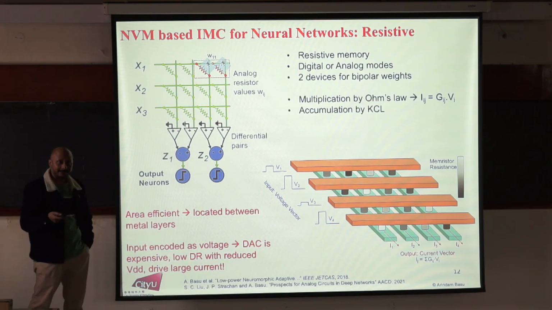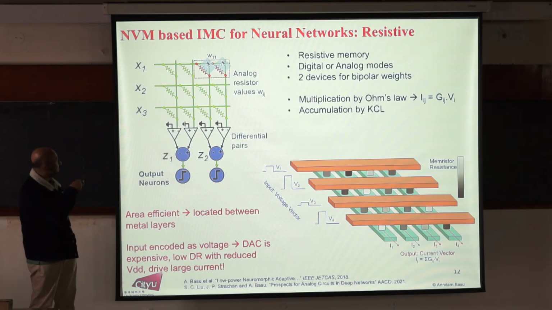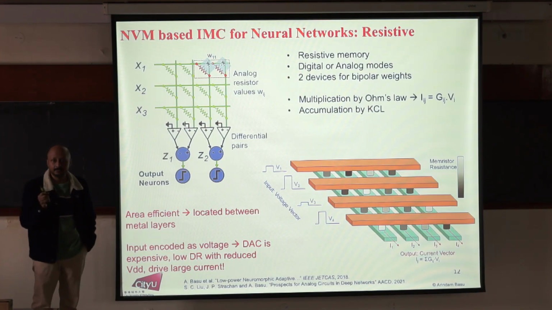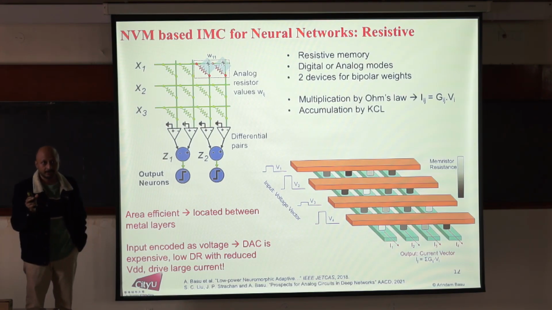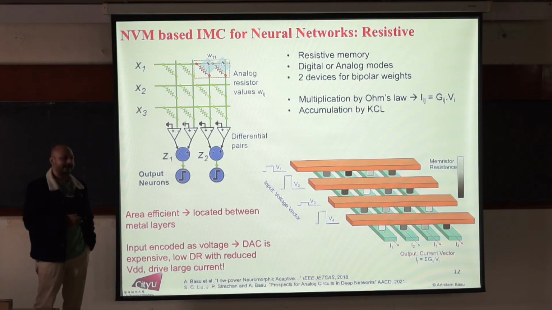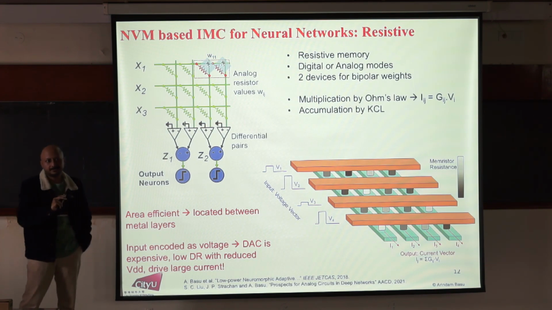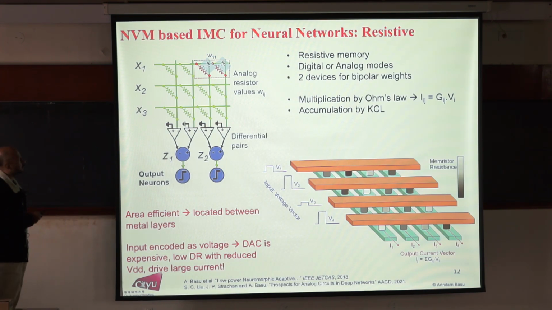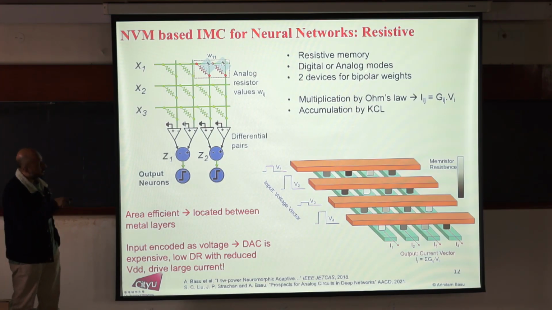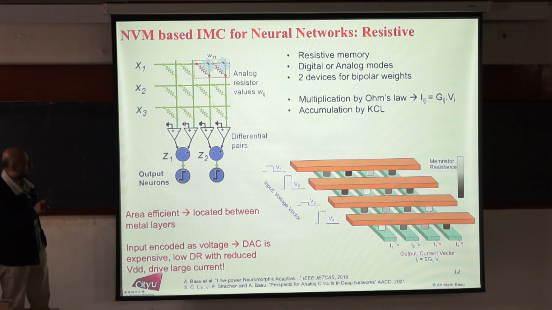In a lot of industry work, people are using these resistors to store digital bits, zeros or ones. Why? Because that's more robust, and a lot of these devices don't show analog switching behavior. You can't have many states. A lot of these devices only have 2 states, so that's what they can do. And we talked about 2 devices for bipolar weights.